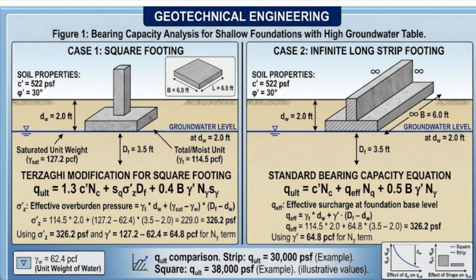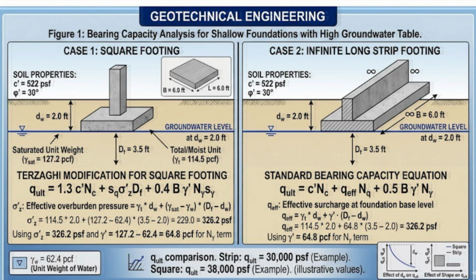The Phi, or frictional component, is where the water table does the most damage. Because the frictional resistance of soil is directly proportional to the effective normal stress, the third term of the bearing capacity equation, the 0.5 gamma B N sub gamma term for strip footings, or 0.4 gamma B N sub gamma for square footings, must use the fully submerged unit weight. This is because the failure zone extends beneath the footing into the saturated zone. Ignoring this can lead to an overestimation of the soil's resistance and potential shear failure.